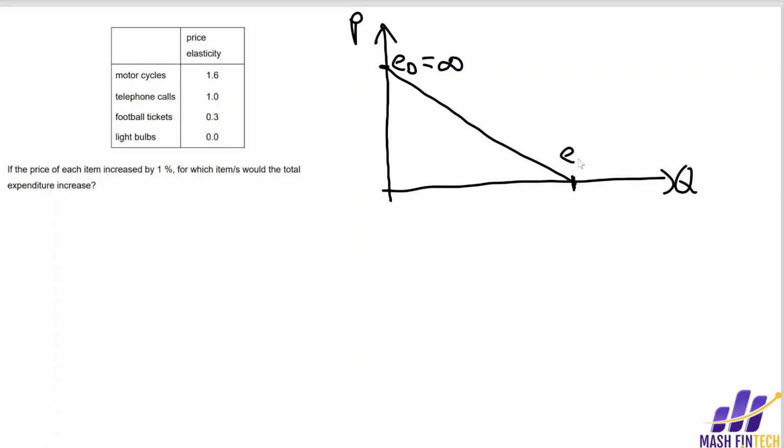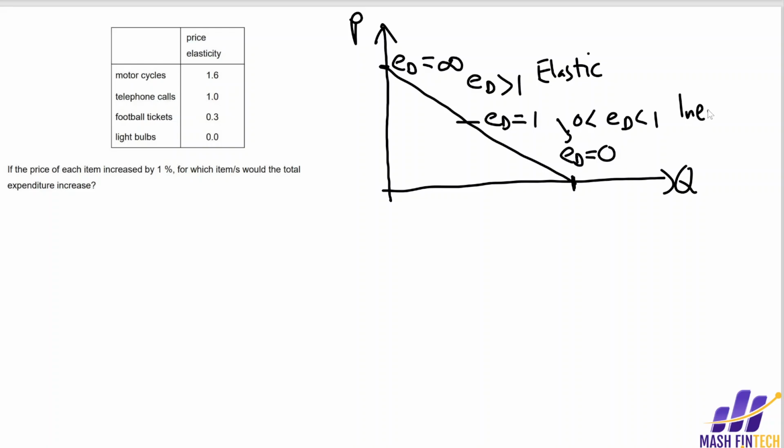So the elasticity of demand is equal to 0. In the middle here, it's unitary elastic, which is equal to 1. So from here to there, it's elastic, right? It's relatively elastic. At the bottom here, it's relatively inelastic because the elasticity of demand is between 0 and 1. So it's inelastic.